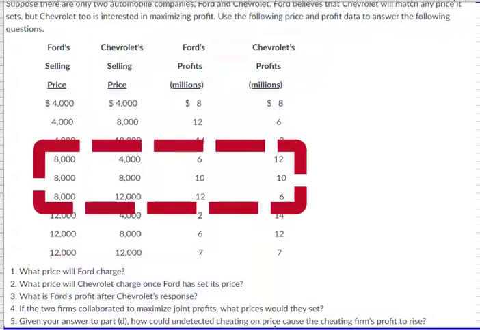Look at it. Only focus at the 8,000. If Ford chooses 8,000 and Chevy chooses 4,000, then Chevy makes 12 million. If Ford chooses 8,000 and Chevy happens to match it, then Chevy makes 10. If you were Chevy and you know Ford is going to choose 8,000, what would you do to make the maximum profits possible?